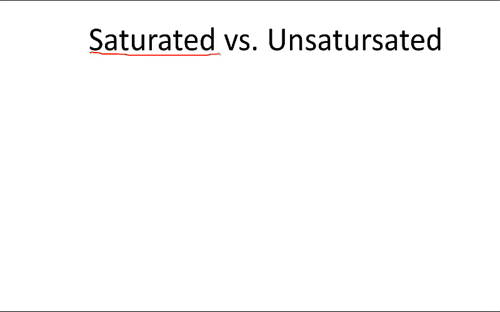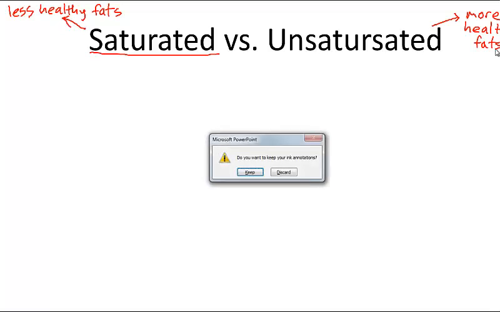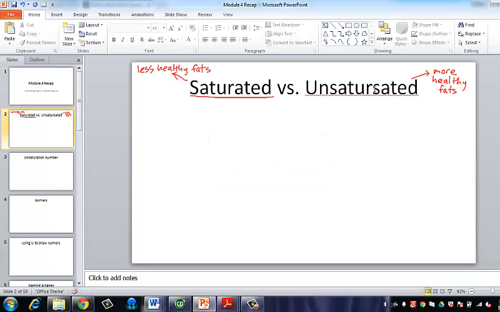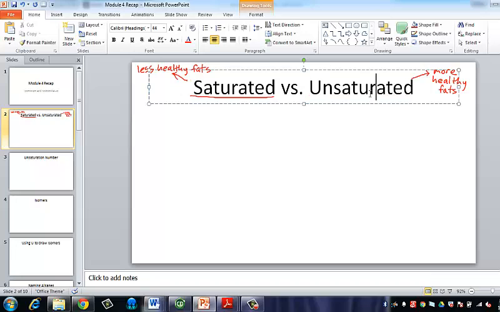Oh, so you may have heard this in the context of fats. Saturated fats, these are the unhealthy fats, or less healthy fats. Unsaturated fats are actually more healthy. No, it's saturated that are the bad ones. Unsaturated are the better ones. And I spelled it wrong, so I'm going to fix that because that's going to bother me. Unsaturated.